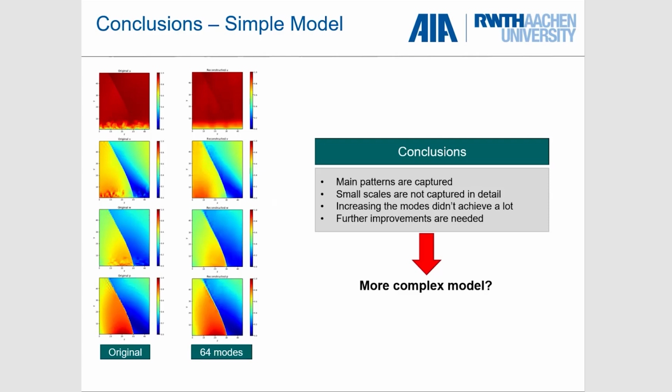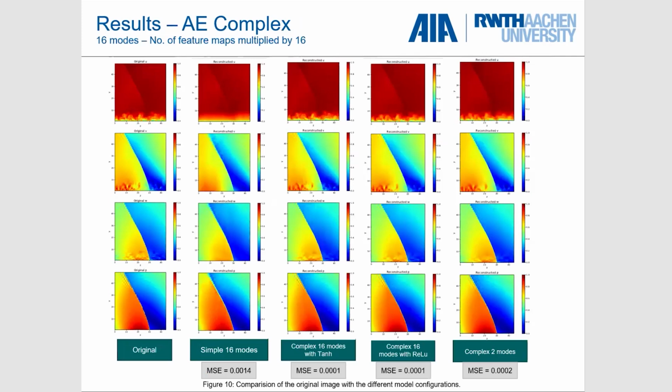That means that further improvements were needed, and what we thought was, why not increase the complexity of the model by multiplying the number of feature maps in each convolutional layer by 16. Here we have again the original image and the simple configuration with 16 decoders. Then we have the complex configuration where we multiply the number of feature maps by 16 with the hyperbolic tangent activation function and the rectified linear unit activation function. And in the rightmost corner, we can see the complex configuration with only 2 modes.